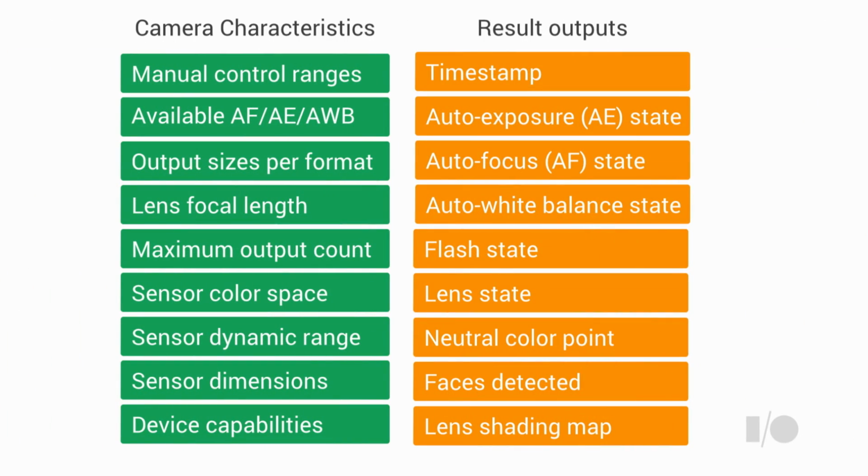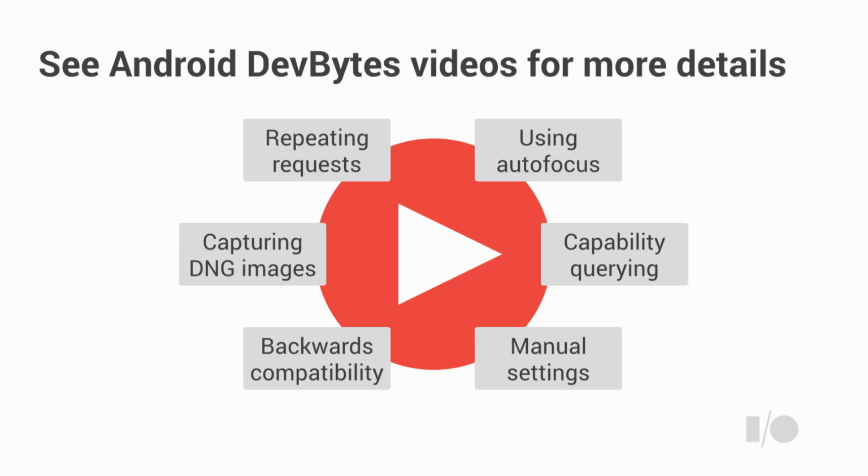We have a large number of camera characteristics fields to read, all the settings, possible ranges for manual control, a lot of information about the sensor color spaces for raw sensor processing, and information about the hardware, the lens, and capabilities. And on the results side, we have information about the state of all the automatic algorithms if you're running them, and the state of the hardware, like if the flash fired and so on. We also provide some statistics like the neutral color point of the image, where the faces are, what the lens shading compensation map is. And we'll have a number of Android DevBytes videos about this. The first one should be going up soon on getting the very basics going.